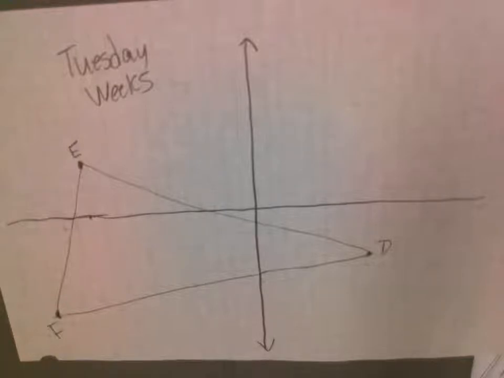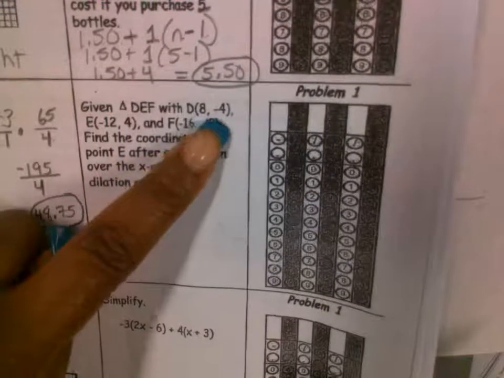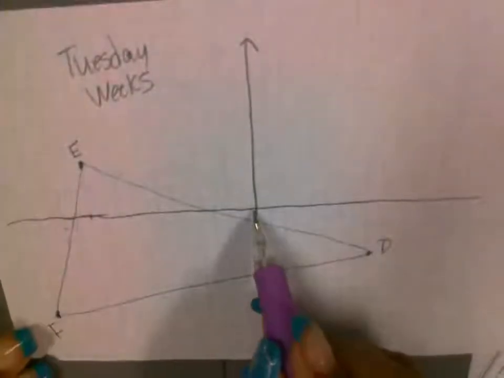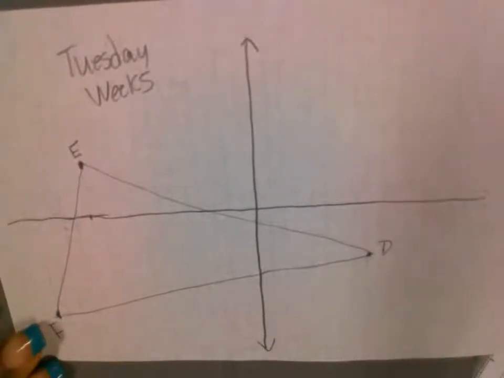Sorry. What was D? It's on your paper. D is right here. It's +8 and -4. So you go over +8 and down 4. And I'll pause here, give you a chance to write.